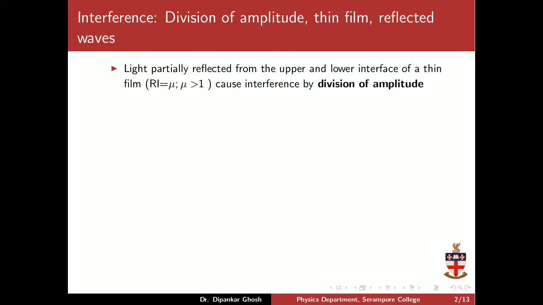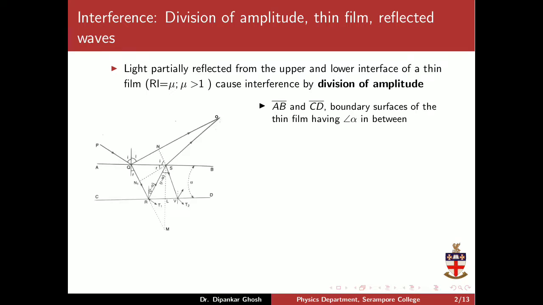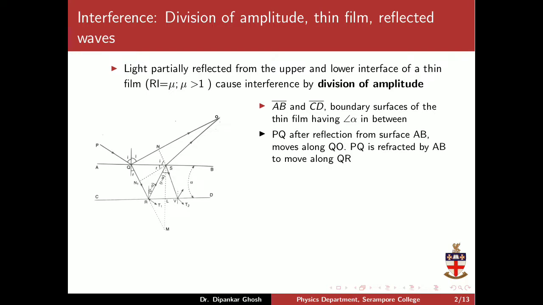Okay, so this is our thin film. The thin film here is bounded by two surfaces, AB at the top and CD at the bottom. And these two are not parallel to each other. As you see, these have an angle alpha in between them. Now P is a point source from which light ray PQ is incident on the top surface AB. After being incident, it is being reflected along QO partially, and partially it is being refracted through the thin film along the path QR. That's what happens in case of division of amplitude.